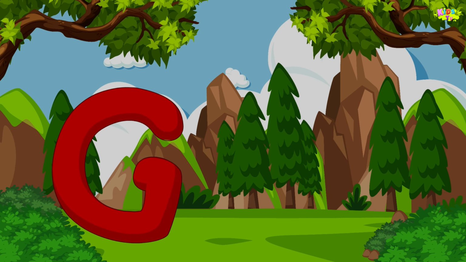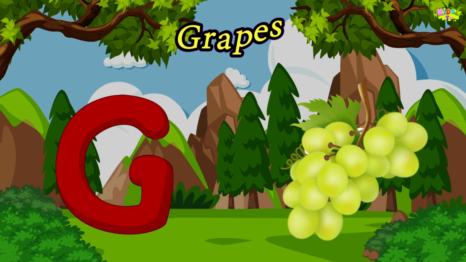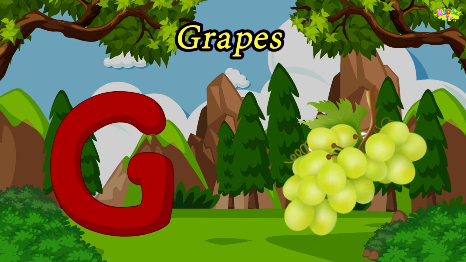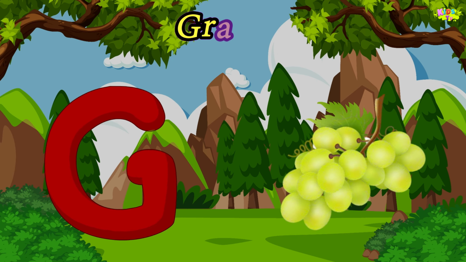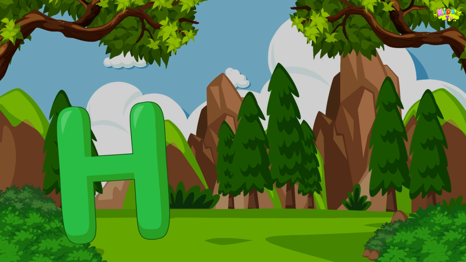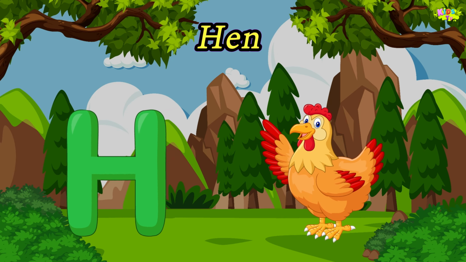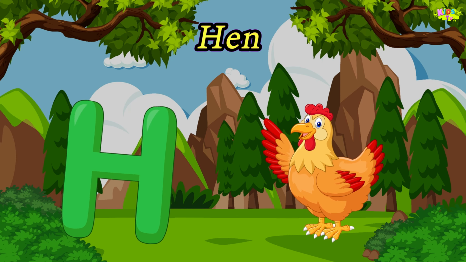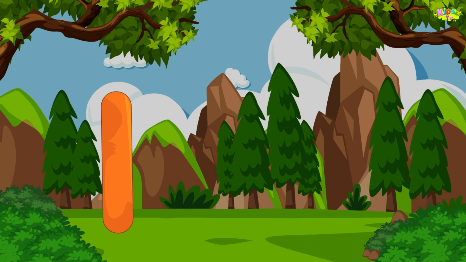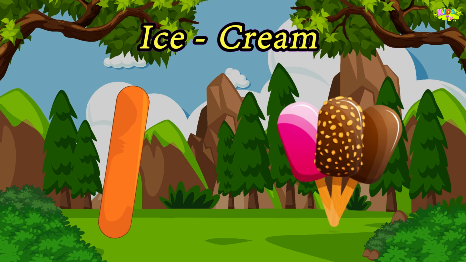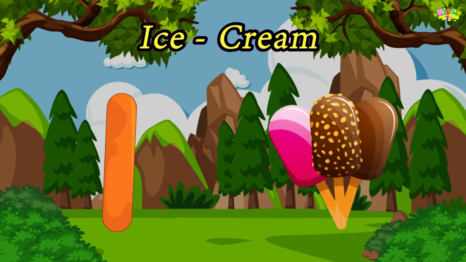G is for grapes, grapes, G, grapes. H is for hen, he, he, hen, H, hen. I is for ice cream, i, i, ice cream, I, ice cream.